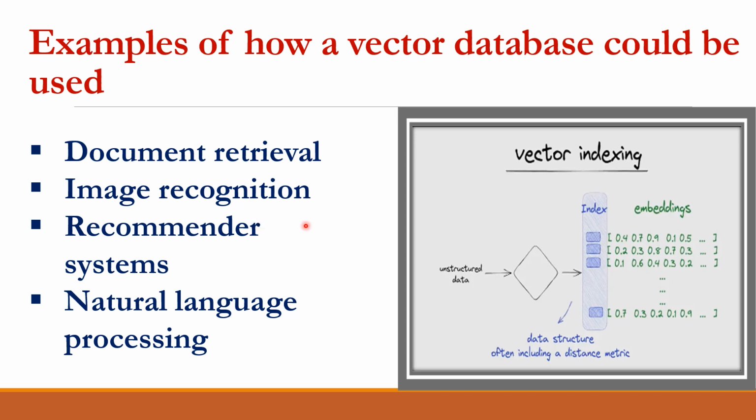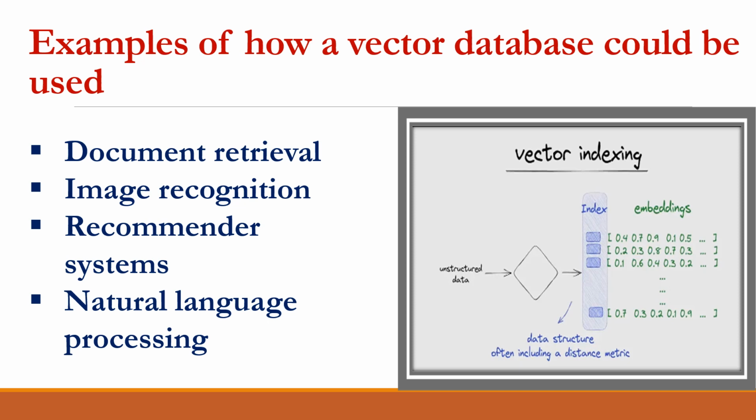Then comes the recommender system. Here a vector database can be used to represent user preferences and product features in a way that allows the recommender system to make personalized recommendations. And finally, natural language processing. A vector database can be used to represent words, sentences and documents in a way that captures their semantic meaning, which is useful for tasks such as sentiment analysis, machine translation and text generation.